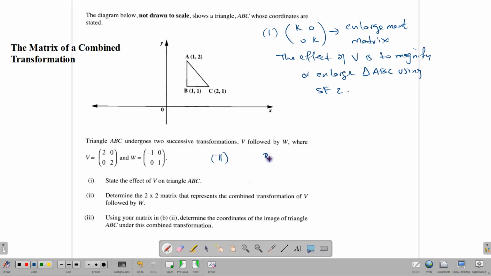So let's take a point XY. V is going to act on it first. It says V followed by W. So V first. And after V does what it does, then W is going to act on whatever is here. So V works on it first, and then W works on it after. And that tells us that we need to find the matrix WV. And it's always like that. So if you're looking at the matrix for a combined transformation and it says V followed by W, you need to find the combined transformation matrix in the opposite order. So V followed by W is not VW, but it's going to be WV.